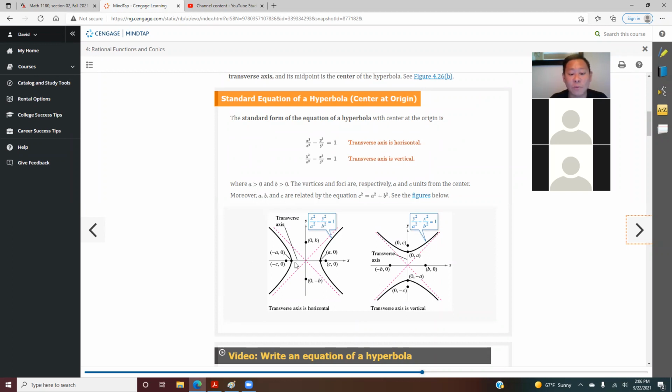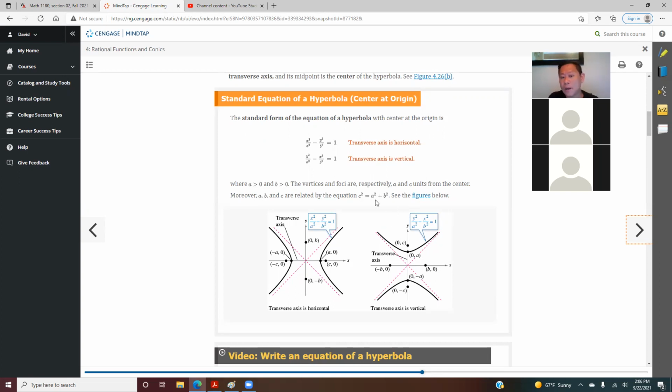Your transverse axis will go on the x-axis. That means your center will be in the middle, and your vertices and your foci are all in one line on the x-axis. And for the y squared one, the positive one, everything is on the y. The transverse axis is on the y. So that's how I teach students to do it.